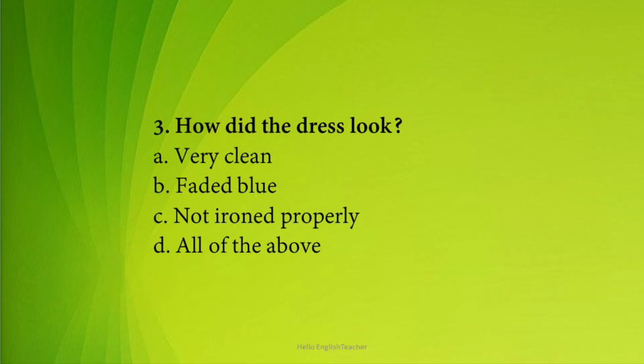How did the dress look? It was very clean. It was faded blue, not ironed properly, all of the above. So, we know that she wore a faded blue dress. It was not ironed properly, but it was looking clean. So, the answer is all of the above. So, let's look at the next question.